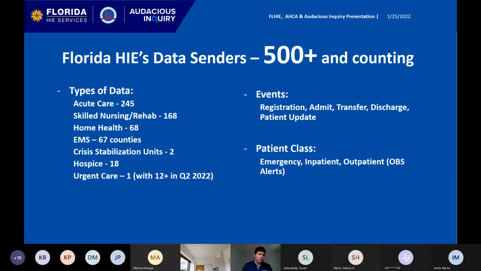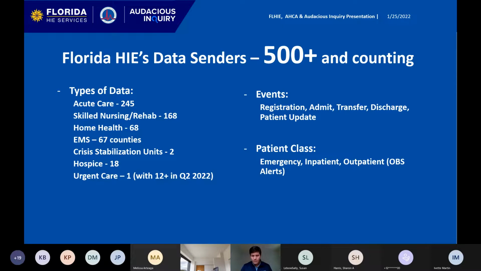We also recently started onboarding crisis stabilization units. We have 2 that are actively live, and we're looking to get quite a few more. We have hospice, and we also have urgent care with about 12 or more that are on tap for being connected in Q2. Most of them are going to come through the AdventHealth data feed, but we have a few other urgent care facilities that we're looking to get connected as well.